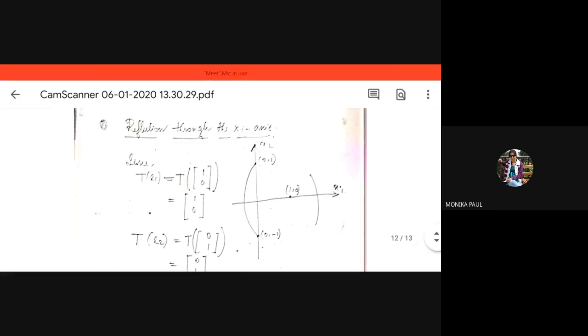So here we will do the reflection on the x1 axis. So the point (0, 1) is reflected on the other axis, and the point goes to (0, minus 1). So here TE1 equal to T(1,0), and it definitely goes to (1, 0) the same, and TE2 equal to T(0,1), which goes to (0, minus 1), because here the reflection is through the x1 axis, and we got the matrix, that is 1, 0, 0, minus 1.